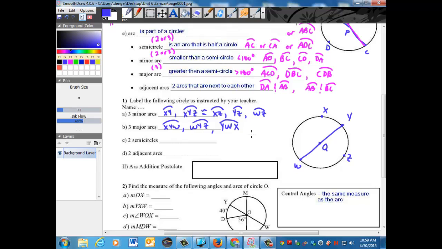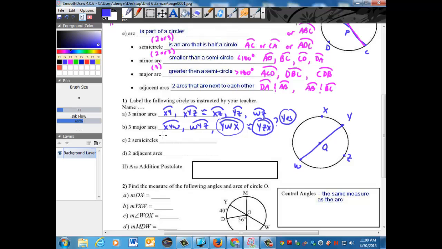Now one other thing is that when we look at major arcs and minor arcs, we need to look at the starting point and end point. So let's take a look at this last one that I did, major arc YWX. We started at W and ended at X. So my question to you is, if I were to name major arc YZX, are these major arcs congruent? The answer is yes. And why is it yes? Because they have the same starting point and the same ending point.